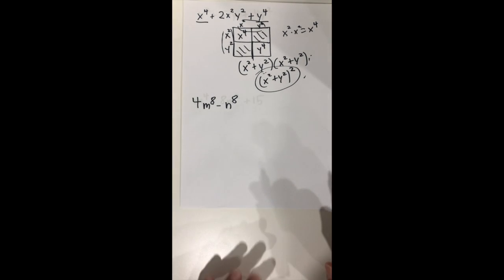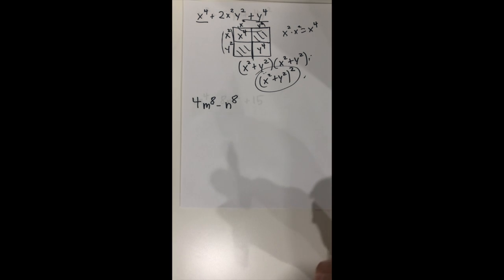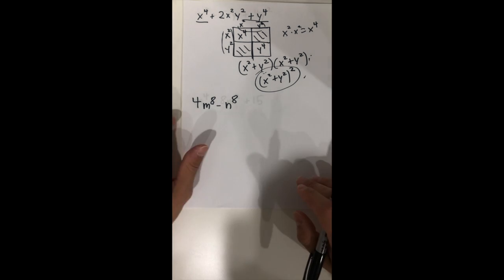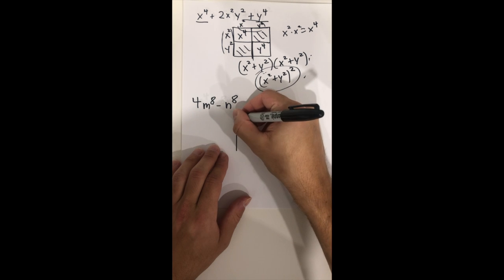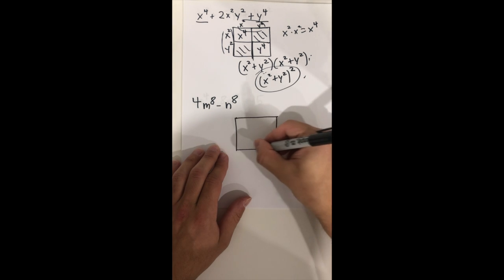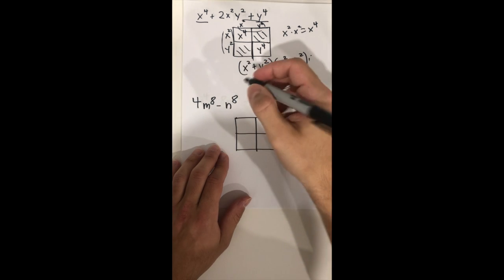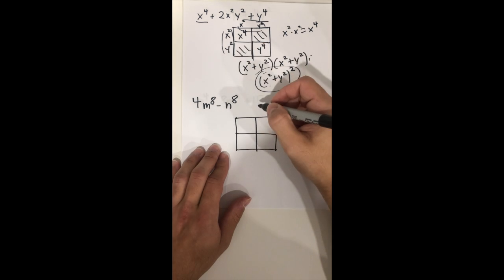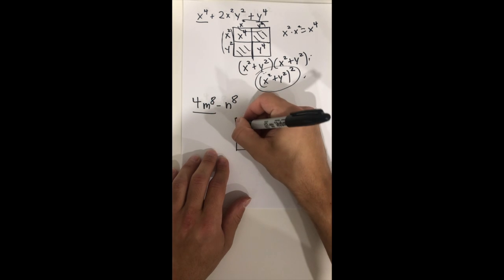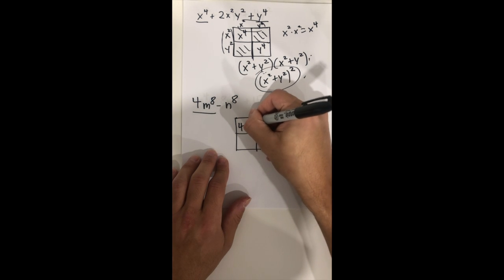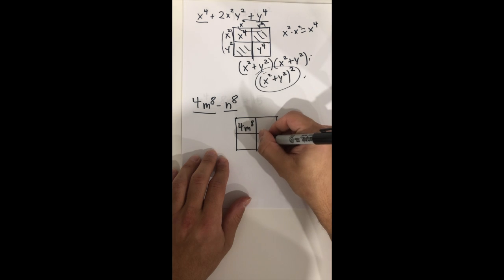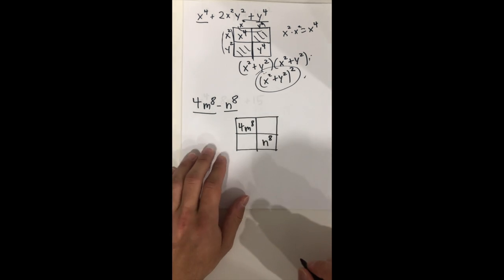Now we're going to move on to an example that we have covered in class and was also on your packet. Same exact method. Okay, we're going to draw our box. We're going to draw our little rectangles in the box. So here we'll only have 2 terms, so we don't even got to worry about a middle term. So this is going to go here, and this is going to go here.